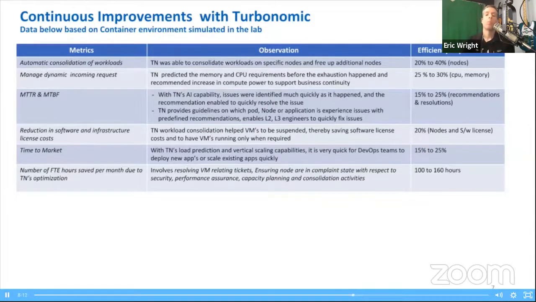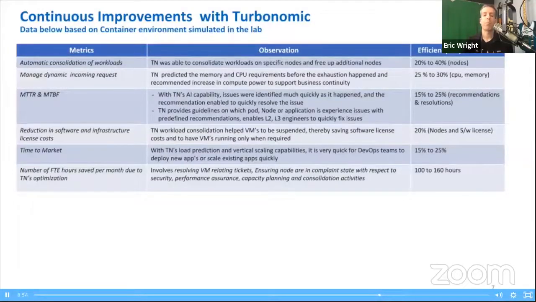The third one was around mean time to resolution and mean time between failures. I would say this was one of the most important aspects, because we saw an efficiency of around 15 to 25%. Turbonomic was able to give us a specific recommendation: go to this particular pod and move it to this specific node. Now, as a DevOps engineer, when I see this recommendation, all I need to do is take an action. So I'm going to save a lot of time in the resolutions itself.